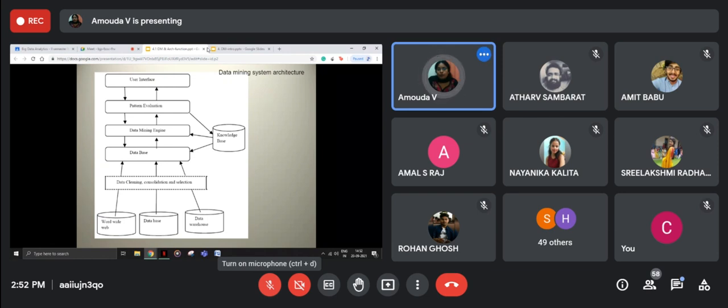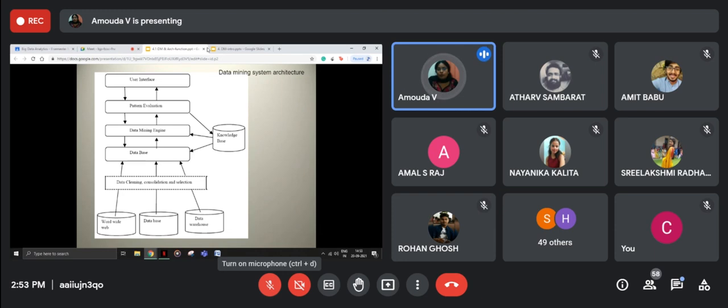You can see very clearly, we have the World Wide Web, database, data warehouse. I can have a flat file, transaction file, day-to-day data, or the data warehouse, whatever you have in your data. Put it together, clean it, consolidate it, select it, and give a new database where you can apply the pre-processing. Then the data mining engine will do the job.